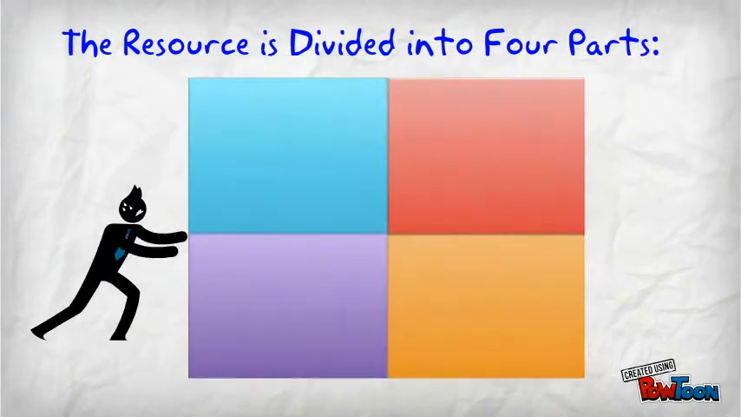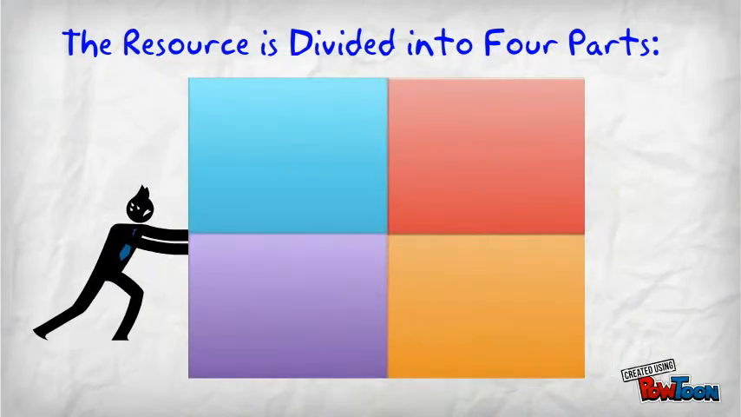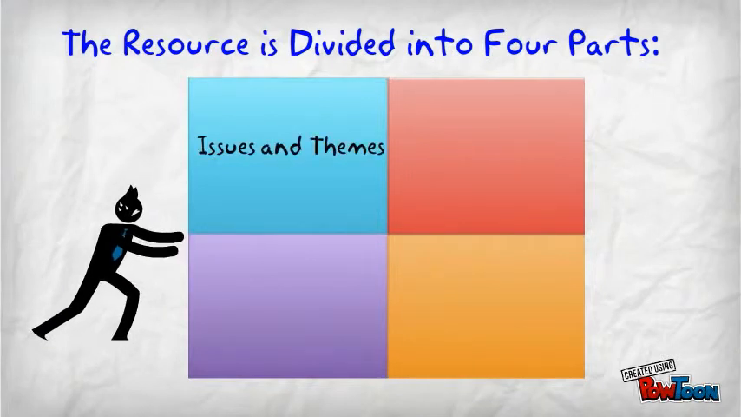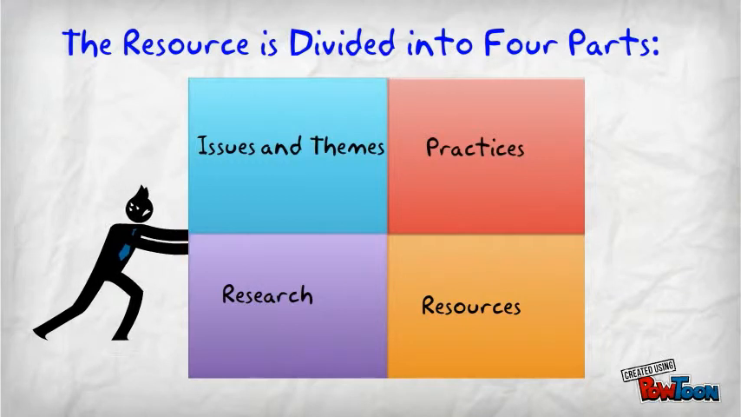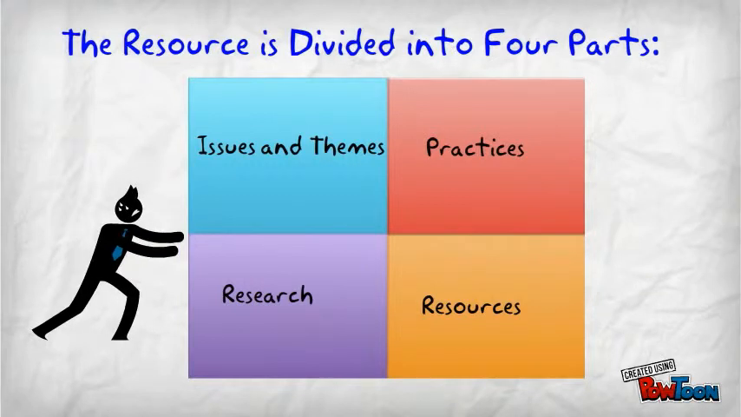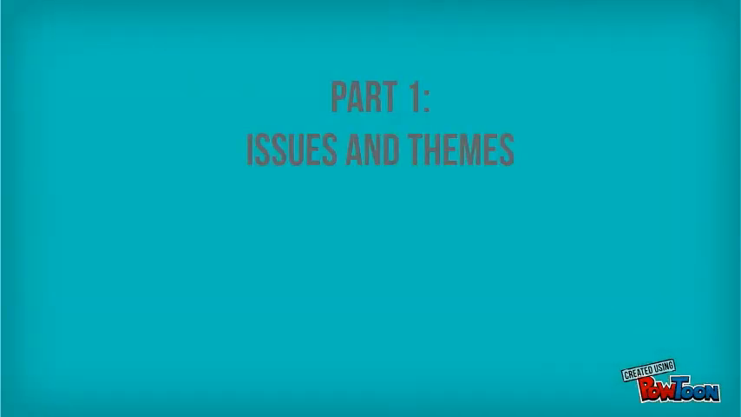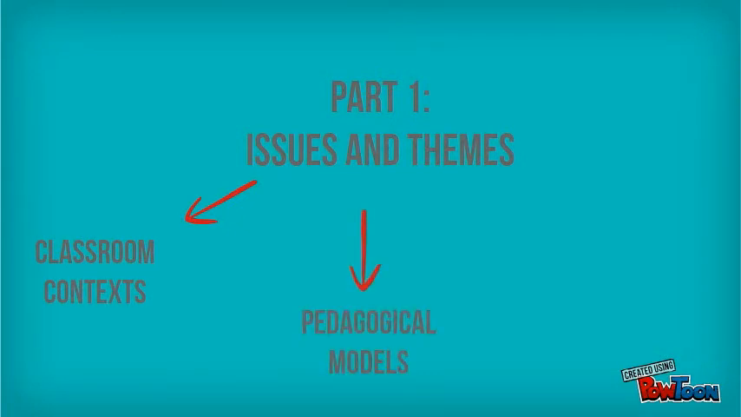This resource is divided into 4 parts: issues and themes, practices, research, and resources. The first section of the material is the longest, 9 chapters. The themes and issues discussed run from classroom context, institutional and pedagogical models' influence on classroom management, to issues of participation and effective influences on management.